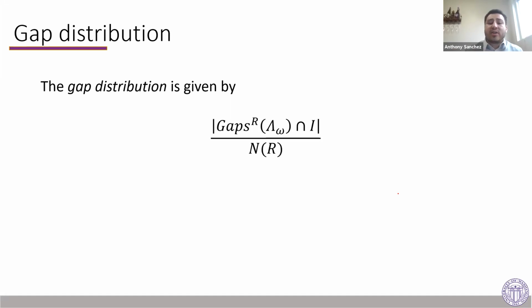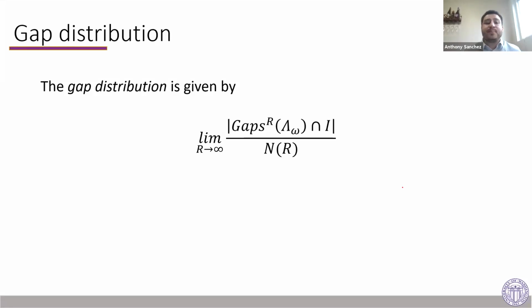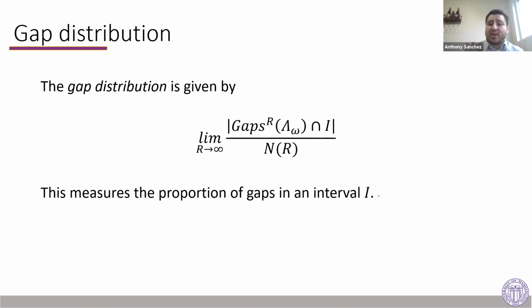So now I don't just want to look at all of the saddle connections that land in I up to level R, the proportion of saddle connections that land in I up to level R. I want to look at all of them. So let me let R tend to infinity. This is what I mean by the gap distribution. So kind of informally, this is measuring the proportion of gaps in some interval I, appropriately normalized gaps in some interval I.